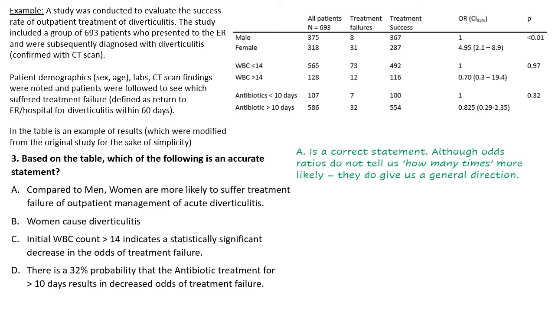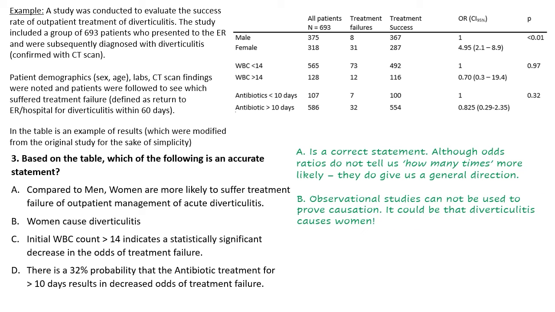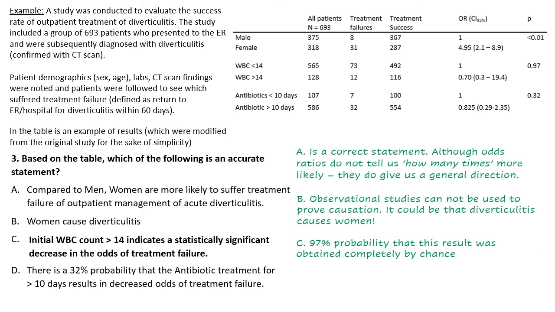Answer choice B. Women cause diverticulitis. This is a tempting conclusion to make, I know, but remember that observational studies cannot be used to prove causation. Answer choice C. Having an initial white count of over 14 is associated with a statistically significant decrease in the odds of treatment failure. As we can see from the p-value and confidence interval, this is obviously not true. In fact, according to the p-value, there is a 97% probability that the result was obtained completely by chance.